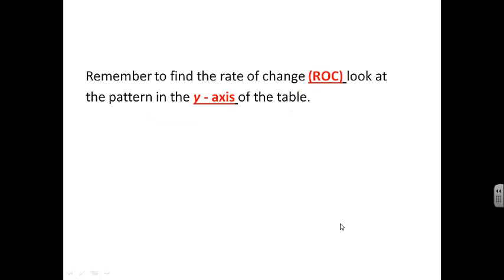Remember, to find the rate of change, you look at the pattern in the y-axis of the table. So if you have a table like this, this is your x, this is your y, we're going to look down this line to find the rate of change. So for example, if this was 2, 5, 8, 11, what would the rate of change be there? What's happening every time? 2 plus 3 is 5. 5 plus 3 is 8. 8 plus 3 is 11. So that's our rate of change.